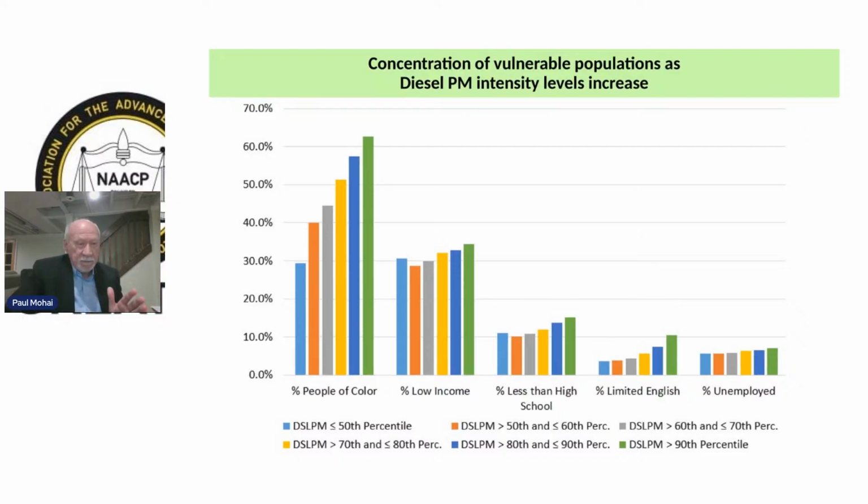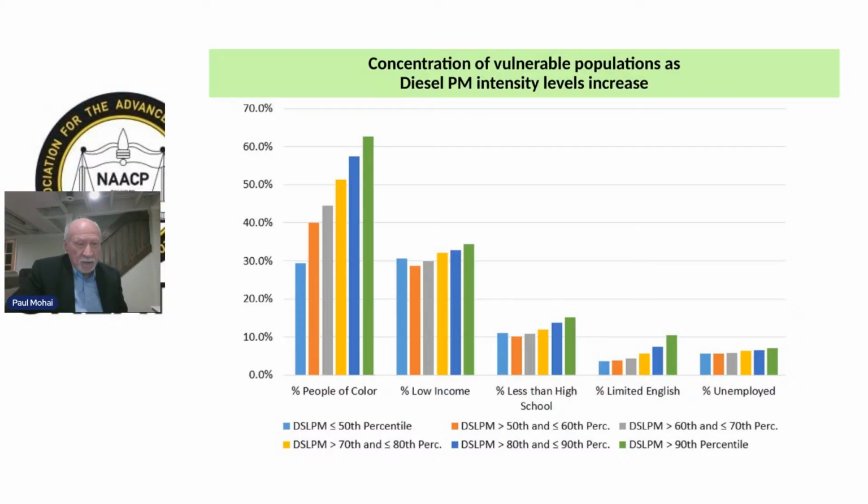If we look at, for example, the percent of people of color, these bars represent the concentration of people of color as you're moving up that curve. This light blue bar at the left extreme represents all the census tracts in the 0 to 50th percentile. Then each bar after that represents the next 10%. The orange bar represents the 50 to 60, the gray 60 to 70, and so on, until you get to the green, which represents the 90th percentile and higher. And you can see how dramatically the concentration of people of color goes up as you're moving up that curve.